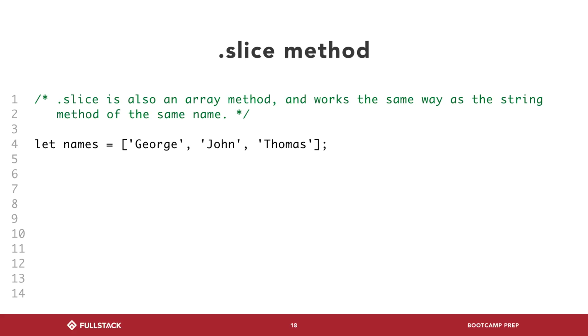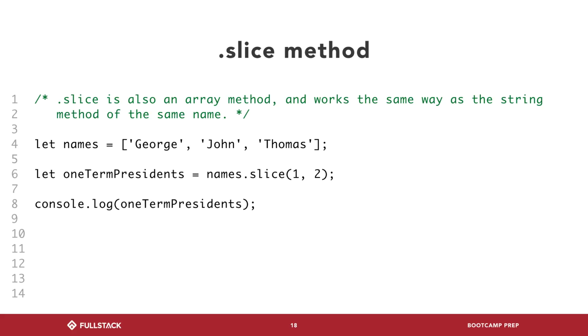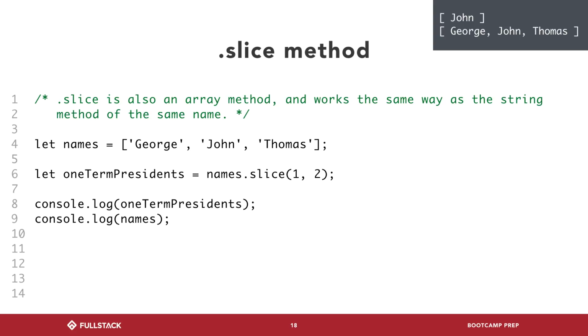And here's where things get a little more complicated. Dot slice is a method that's very similar to a string. What dot slice does is it's a way to copy a certain segment of the array that you want. One of the most important things to know about dot slice, as compared to dot push and dot pop, is that dot slice does not modify the original array. So it's super safe.